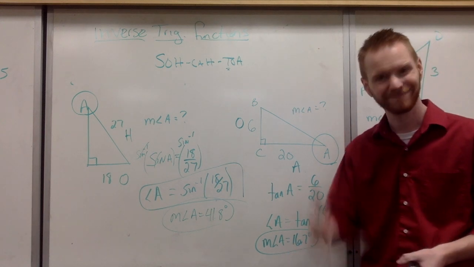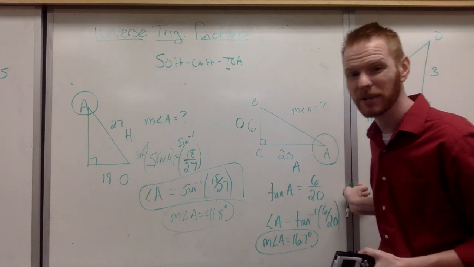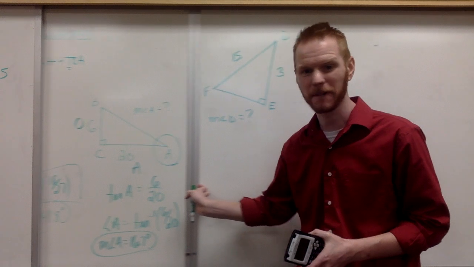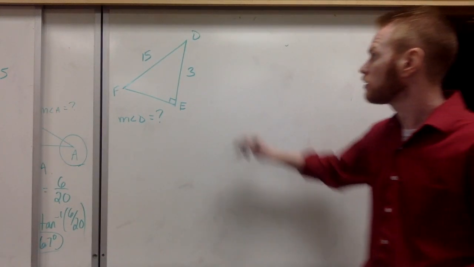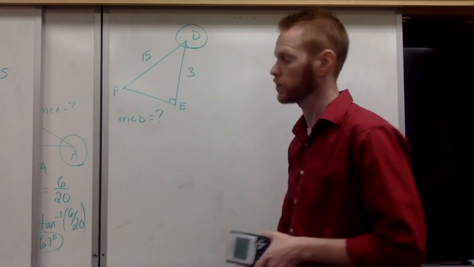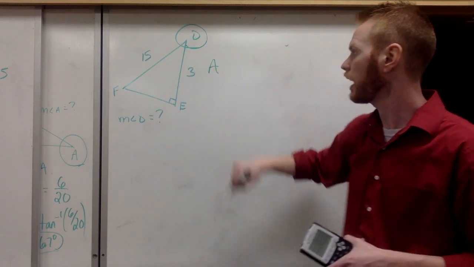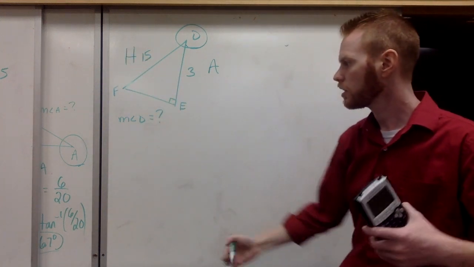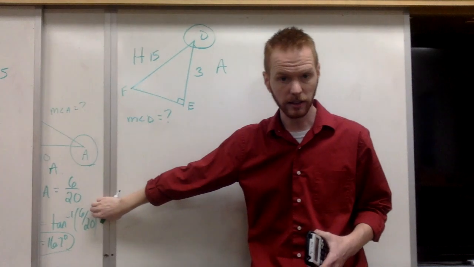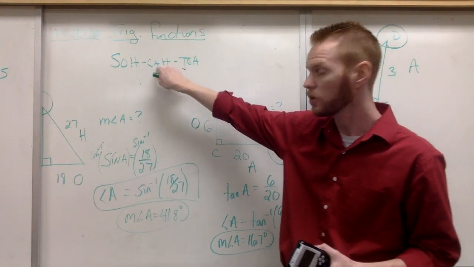So far, so good? Yeah? All right. Let's do one more example to finalize this concept. Okay? So let's look at this guy, angle D. Now notice 3 is the adjacent side, and then 15 is my hypotenuse. What trig ratio deals with those two side lengths? A and H. It's going to be cosine.